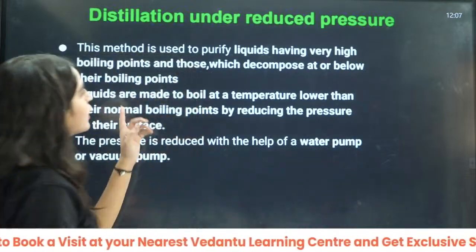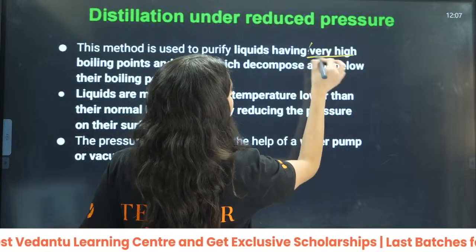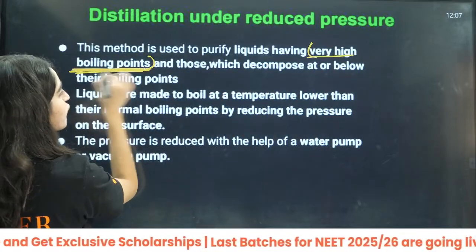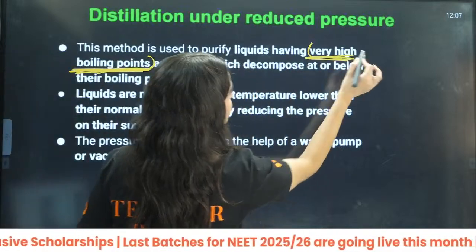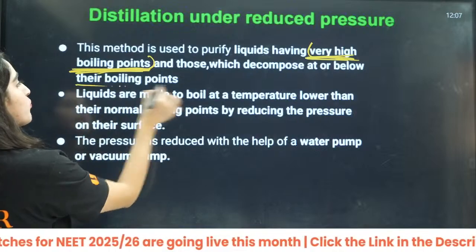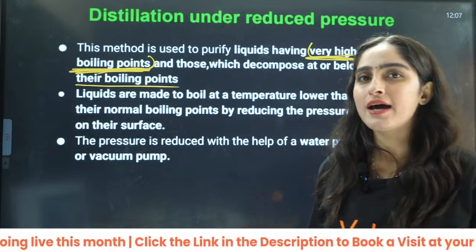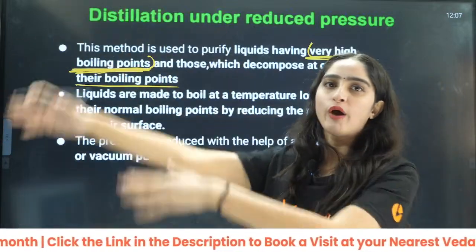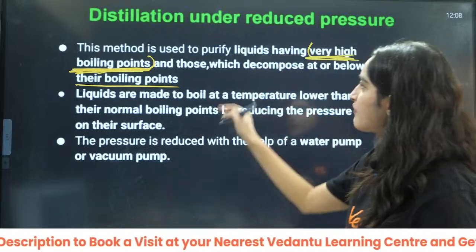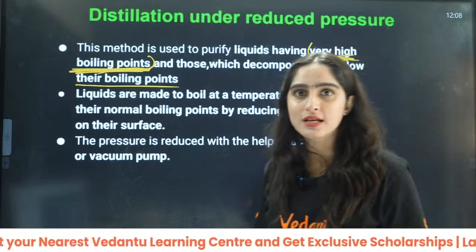This method is used to purify liquids having very high boiling points, so we want to reduce their boiling points, right? And also those which decompose at or below their boiling points. There are two kinds of liquids that we have. One has a very high boiling point, and one has those which decompose at or below their boiling point, right?